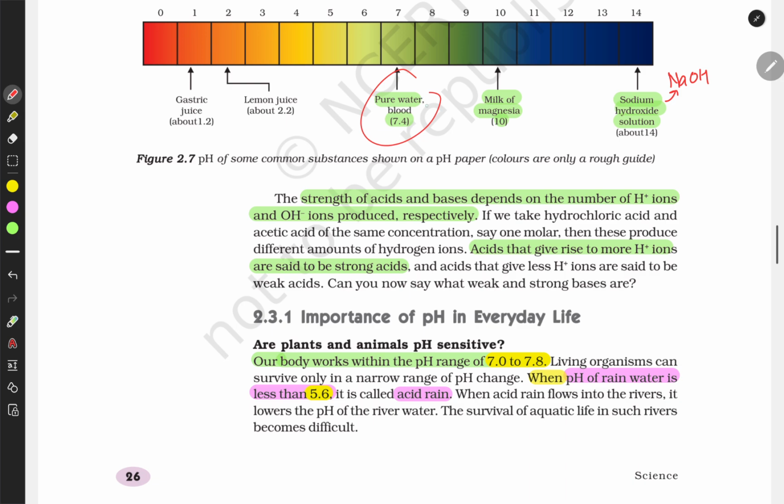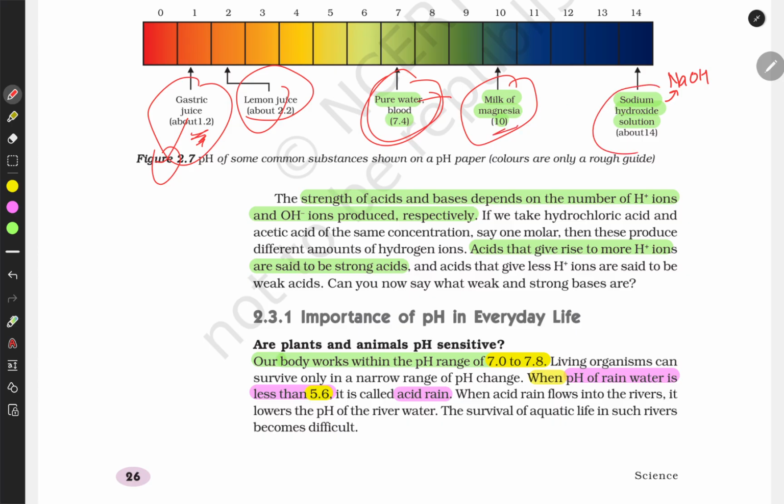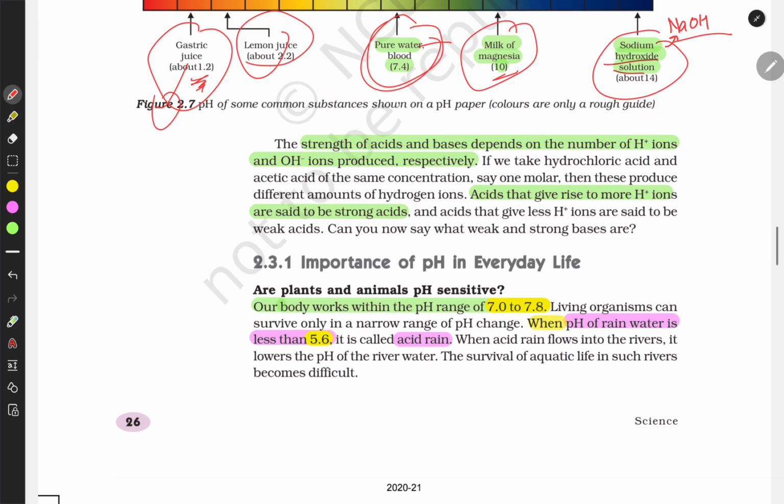Here are some examples. Pure water has a pH of 7. That means it contains the same amount of OH- and H+ ions. Lemon juice has about 2. Gastric juice, which is in our stomach, has 1.2 acidity, and milk of magnesia has 10. Sodium hydroxide solution, NaOH, is highly basic.